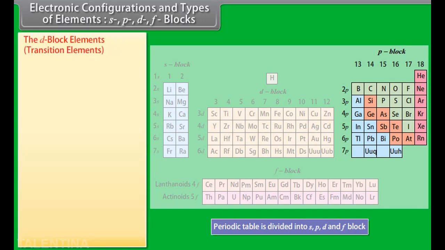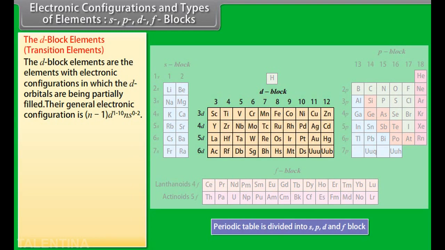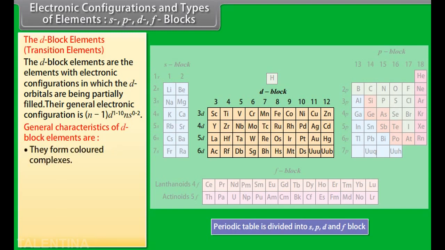The D block elements, transition elements. The D block elements are the elements with electronic configurations in which the d orbitals are being partially filled. Their general electronic configuration is given. General characteristics of D block elements: they form colored complexes.